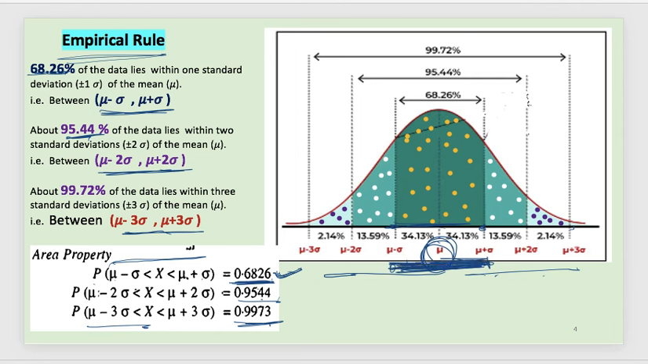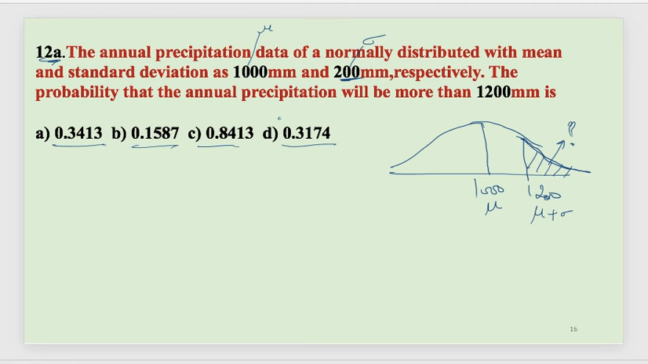And we only need from the mean onward. So mean onward I need a half of it, so I can take a half of 68.26 to get my required answer. So using the empirical rule we can handle this question, from 1000 to 1200. This is a half of the 0.6826 value, so it is equal to 0.3413.